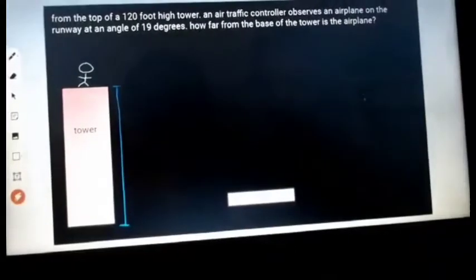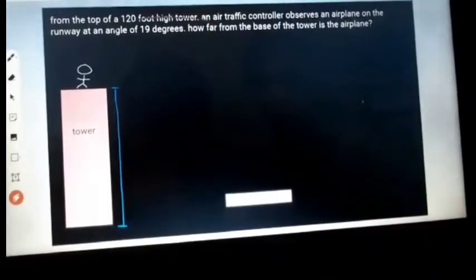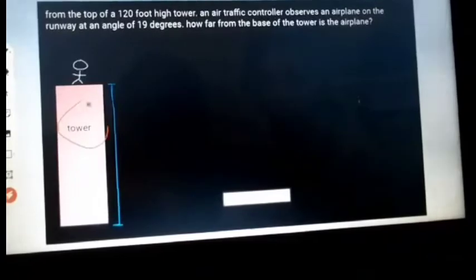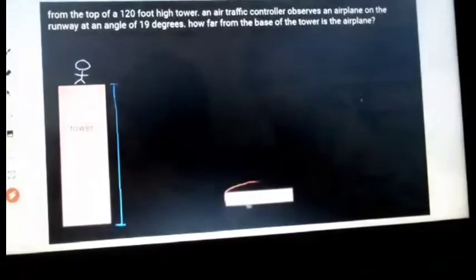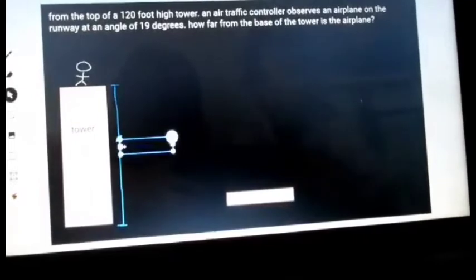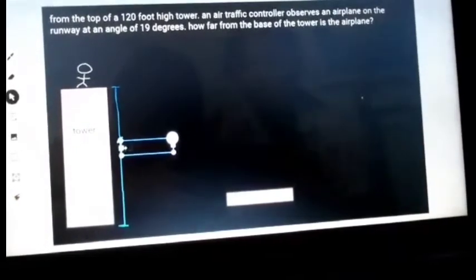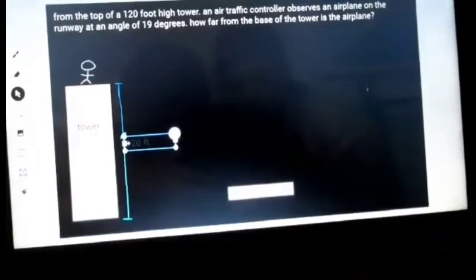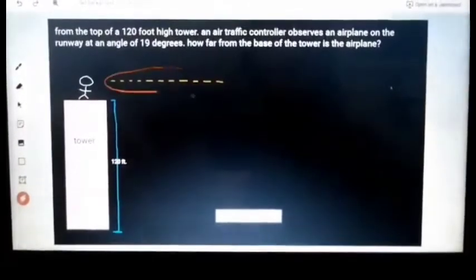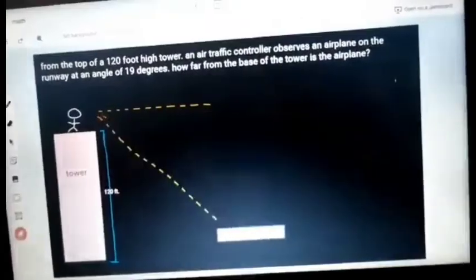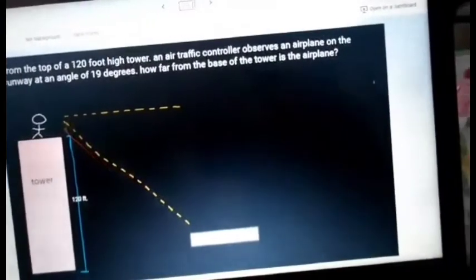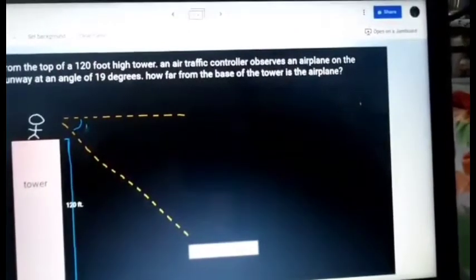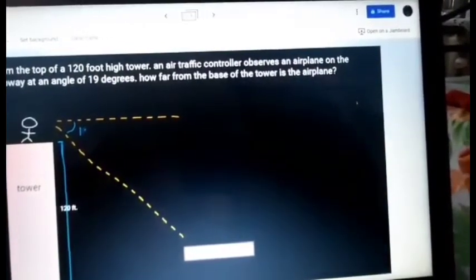First, you need to understand the problem. Then, you need to illustrate the traffic controller, tower, and the airplane. Then, you label the measurement of the tower. Then, you draw the line of sight of the traffic controller. Next, you need to draw the angle of depression. It is stated that the angle of depression is 19 degrees.